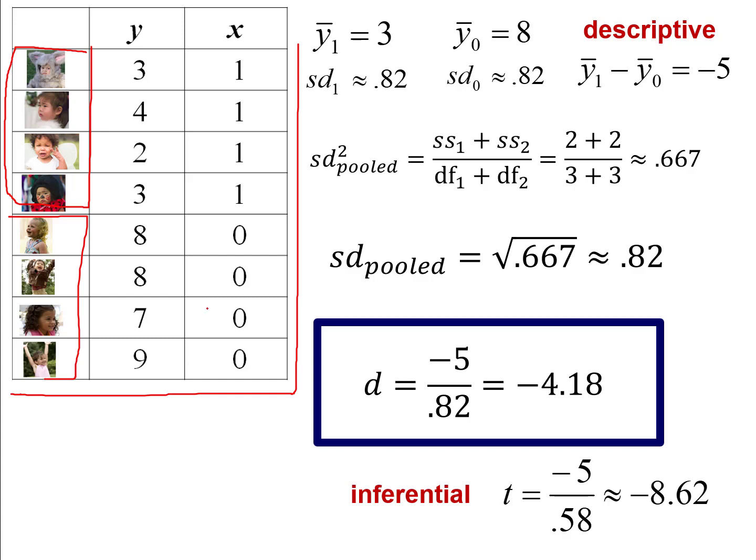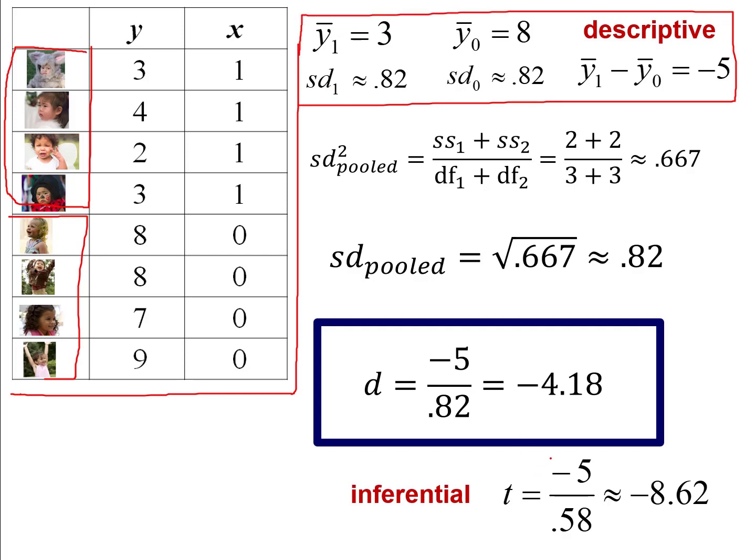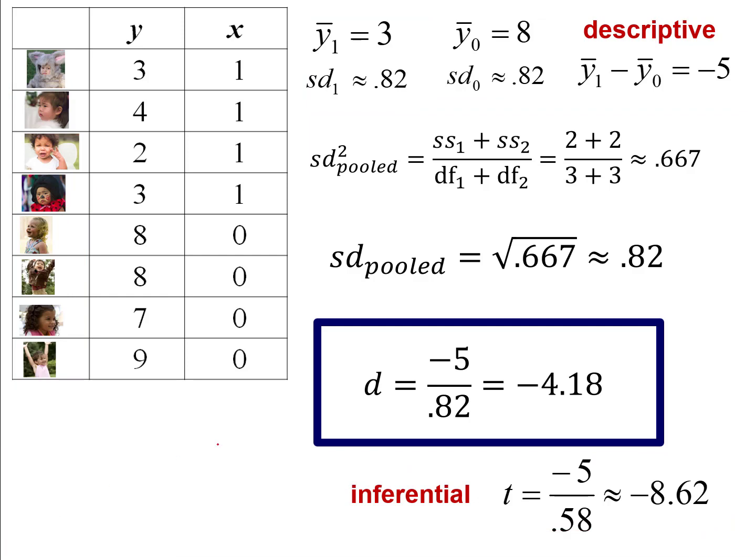not wear costumes. And at the very top, these are the descriptive statistics that we already calculated in the previous section. And down at the bottom, this is the t-value that we already calculated. So how would we calculate a d-statistic with this example?